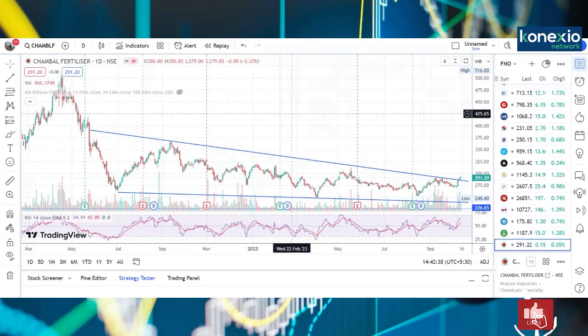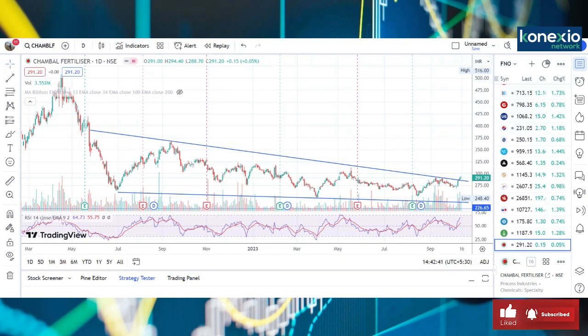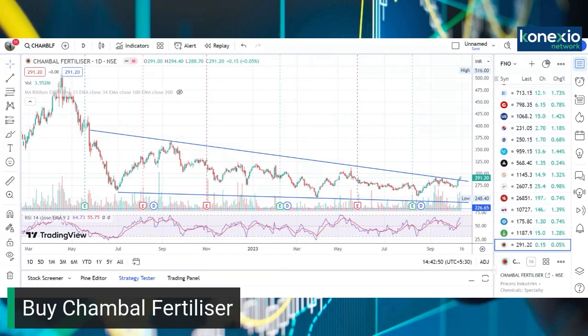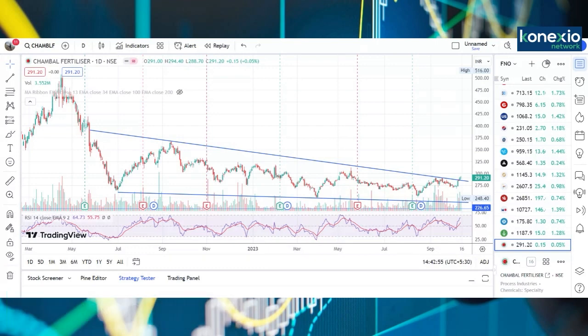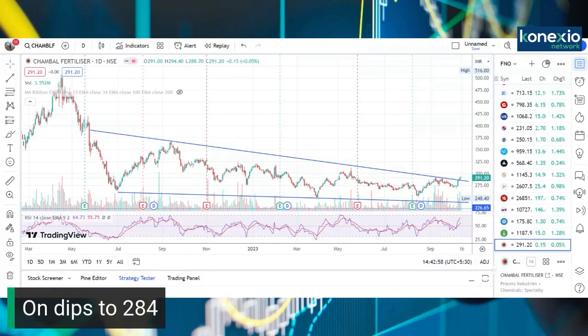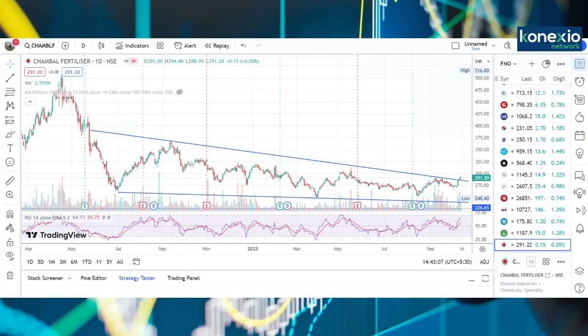Currently the stock is quoting around 291. So definitely long-term investors, positional traders, swing traders, and short-term investors can accumulate the stock on dips. I mean to say, buy Chambal Fertiliser on dips to 284 to 286 for an upside target of 333 in the short to medium term. Short to medium term means maybe the next 3 to 4 months. But again, this stock has potential to test the levels of 400 in the long term, maybe in 12 to 18 months time. But at this juncture, for the short term, the stock is looking good.